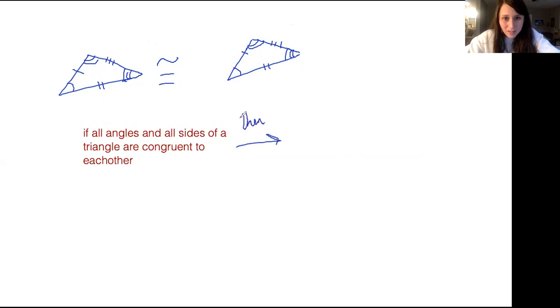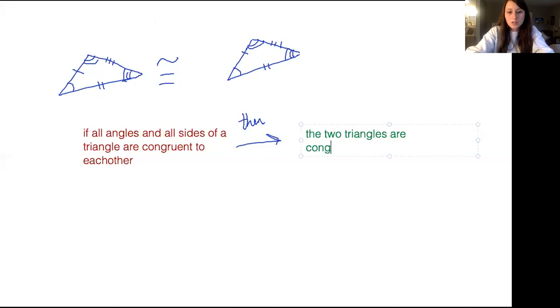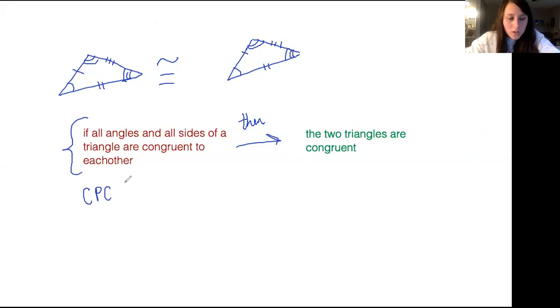Then the two triangles are congruent. And that's all. So to sum up all of this, I don't want to have to write that every time, right? I don't want to have to write this whole saying every time. So to sum that up, I'm going to say corresponding parts of corresponding triangles are congruent.